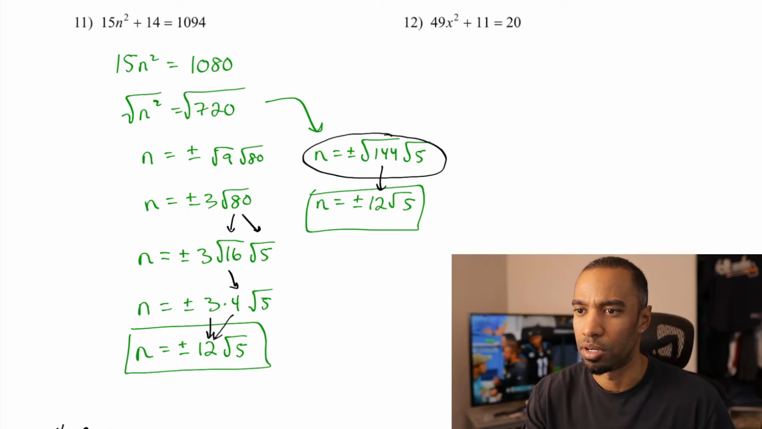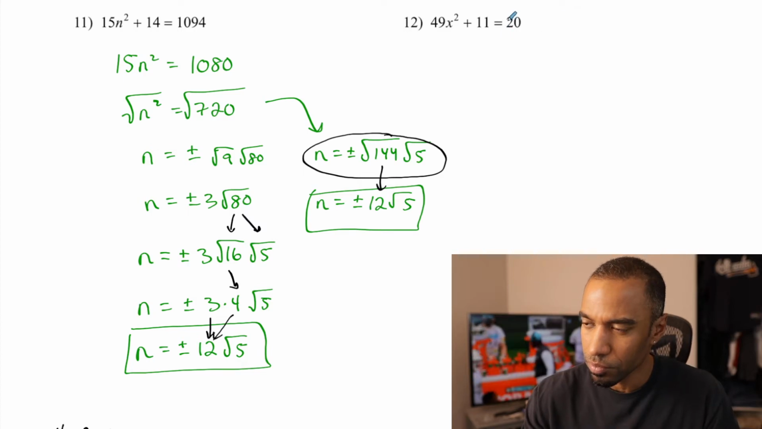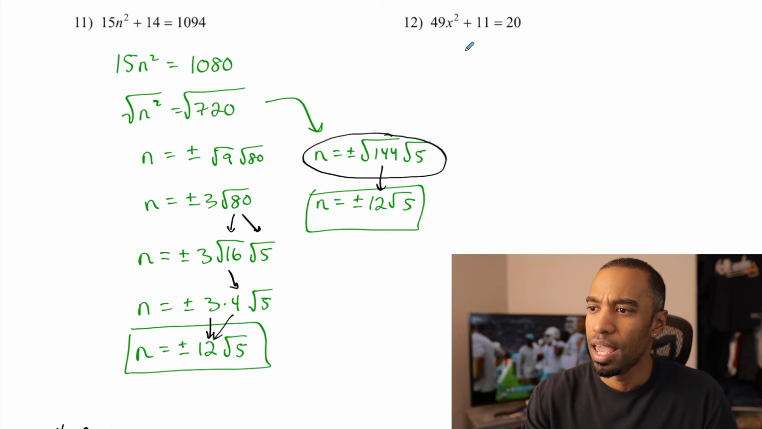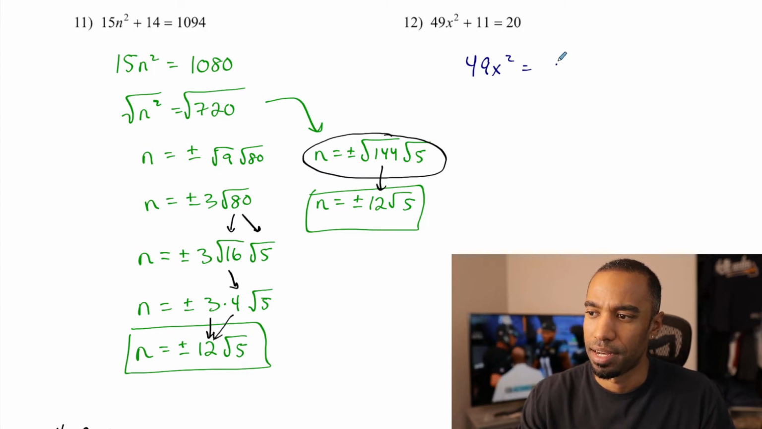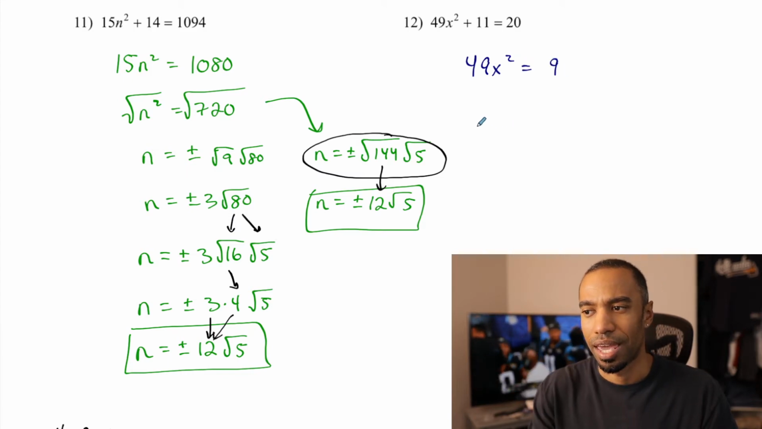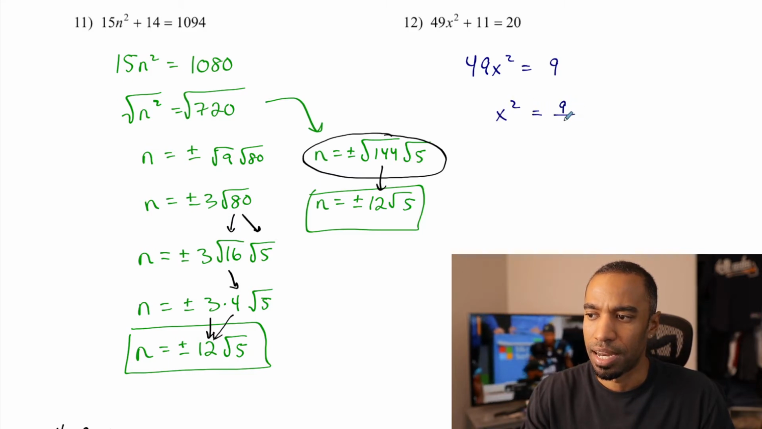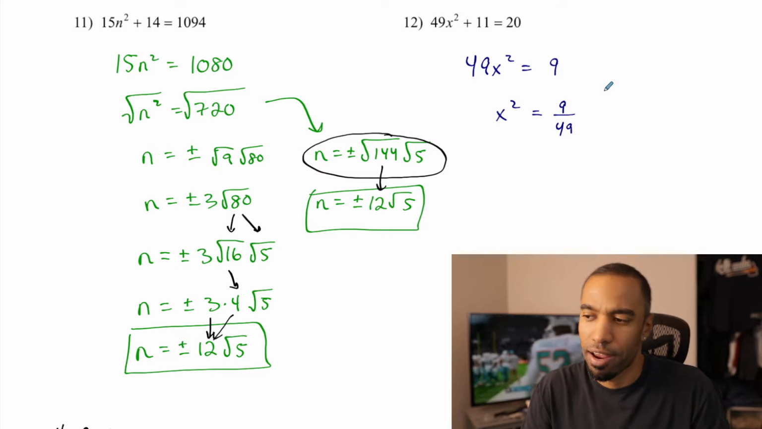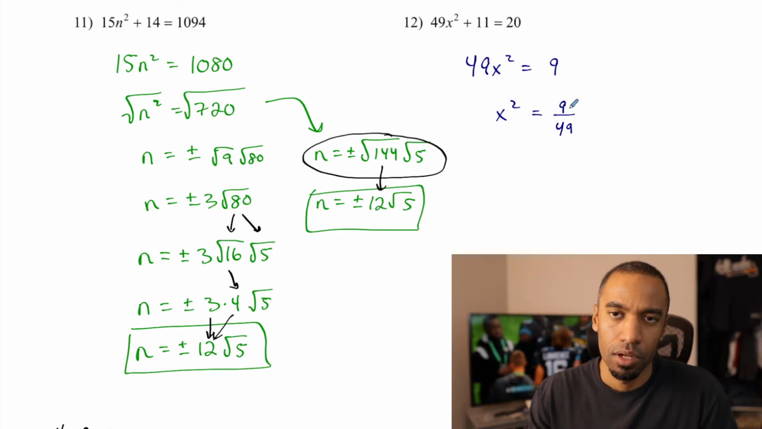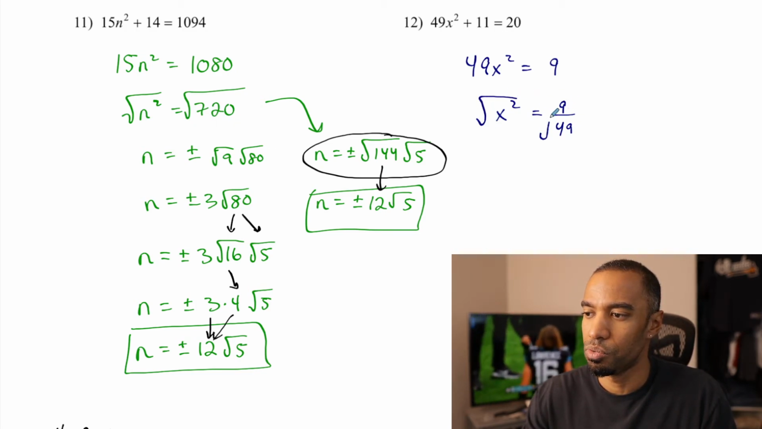Let's continue on to number 12. Number 12, 49x squared plus 11 equals 20. If I subtract 11 here, I get 9. Okay, now I'm going to get x squared equals 9 over 49. Now, here's an interesting bit. It's a fraction, and we can't reduce it, which is fine. I'm going to still take the square root of both sides, though.